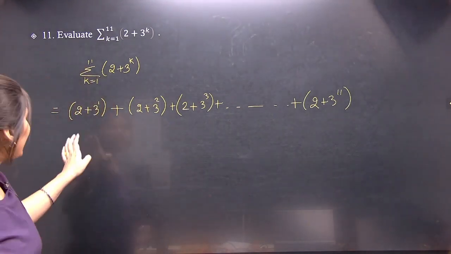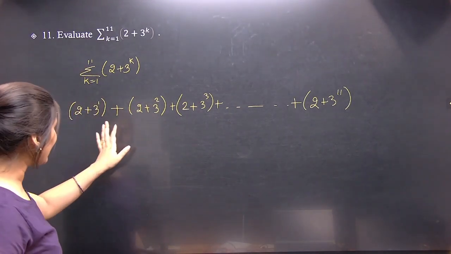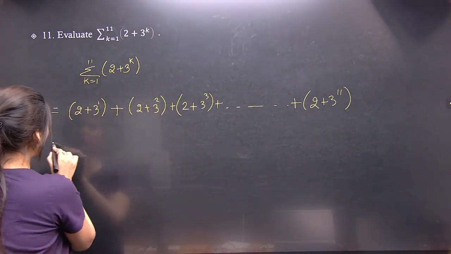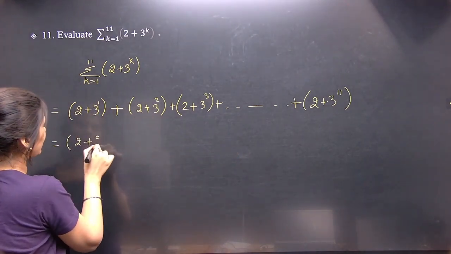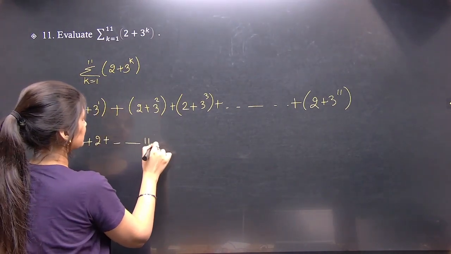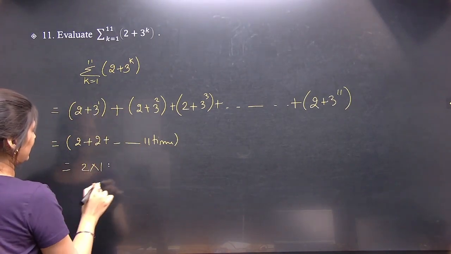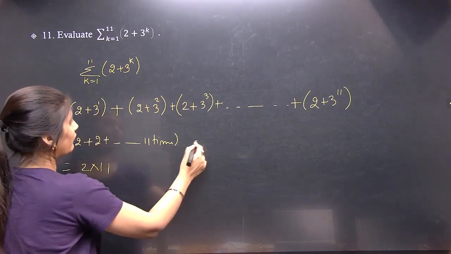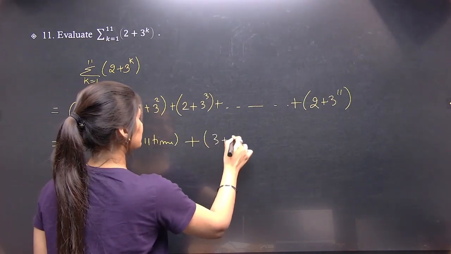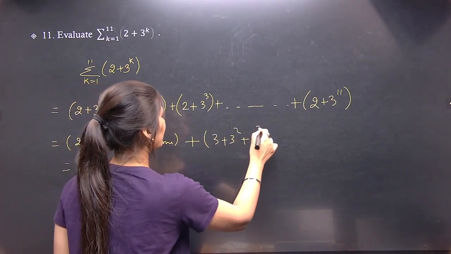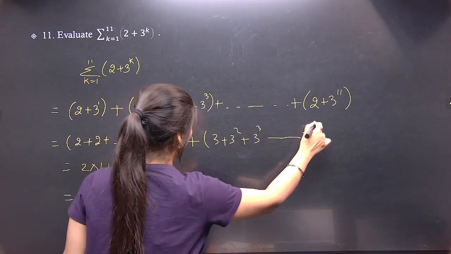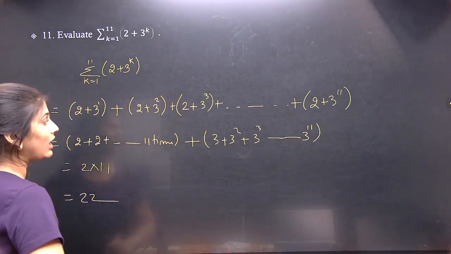Now see, we have added 2 eleven times. So if I write 2 plus 2 plus 2, 11 times, it is nothing but 2 into 11, that is 22. And after that we have 3 square, 3 cube, and at the end we have 3 to the power 11.